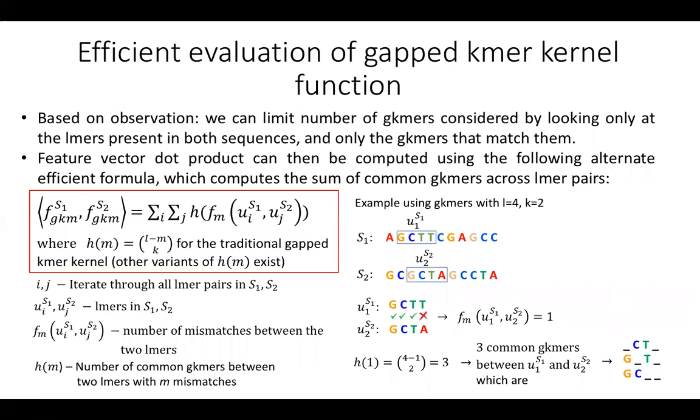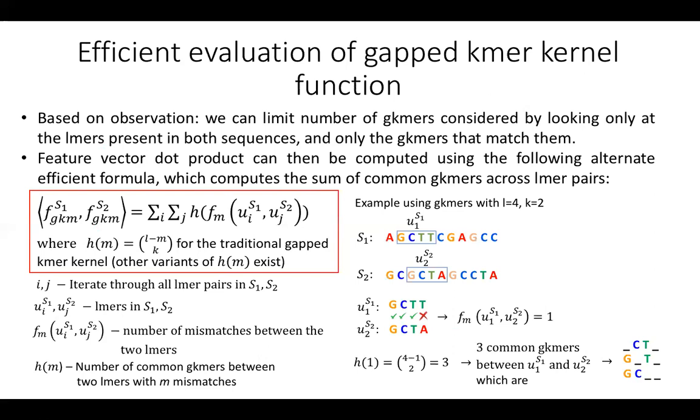So in order to efficiently evaluate the GKM kernel function, it is important to observe that when we choose large gkmers, a lot of the feature vector elements of either sequence may actually be 0, since there may be no gkmers of that type in the sequence. And since we are computing a dot product, the contribution from those elements will be 0. So while calculating the dot product, we can limit ourselves only to the gkmers that are present in both sequences.